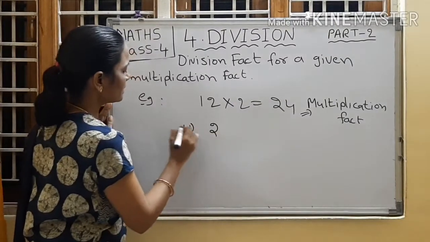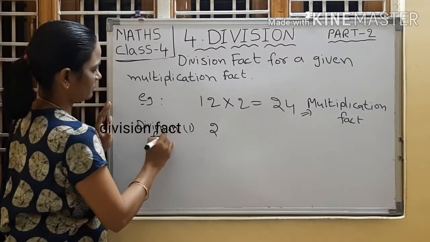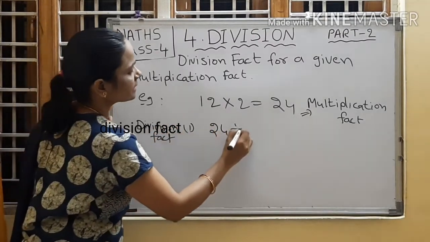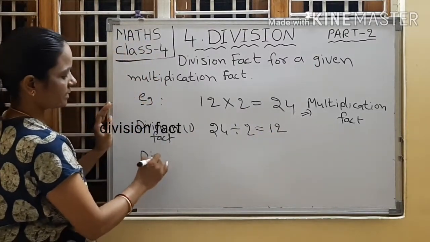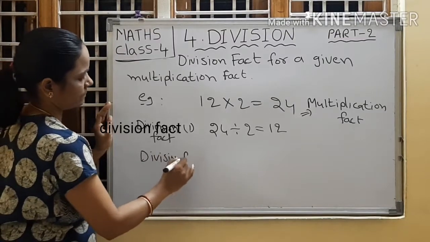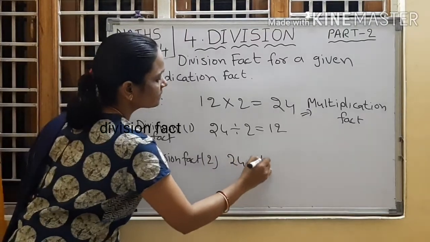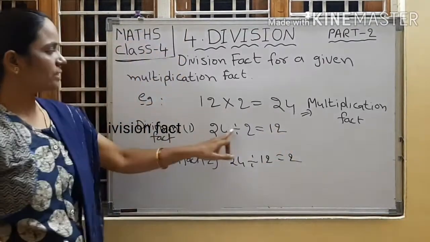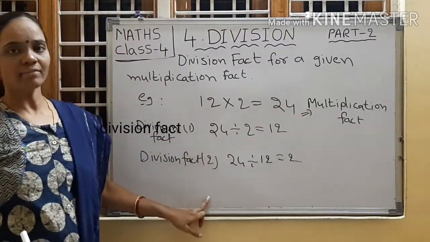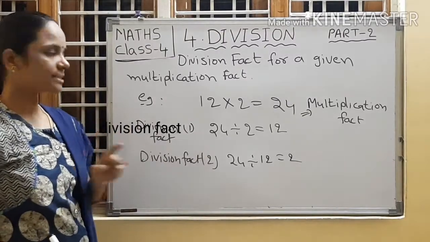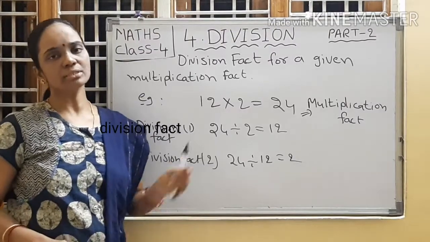The first one is division fact 1. 24 divided by 2 is equal to how much? 12. The next is division fact 2: 24 divided by 12 is equal to 2. So, these are the 2 division facts. A multiplication fact has 2 division facts. Have you understood, children? Yes. Understood? Yes. Now, I want to take some examples on this.